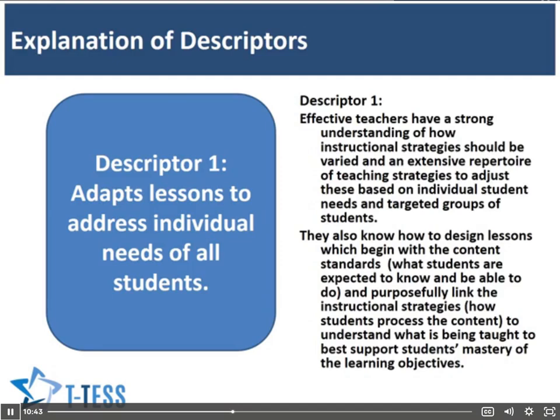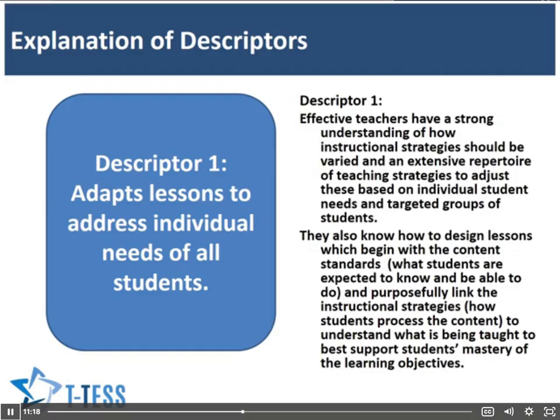Because numerous inquiries and questions during training and in the field are tied to this dimension, we want to further explain the descriptors. Descriptor 1 reads, adapts lessons to address individual needs of all students. When we go back and look at what this descriptor might mean, effective teachers have a strong understanding of how instructional strategies should be varied and an extensive repertoire of teaching strategies to adjust these based on individual student needs and targeted groups of students.